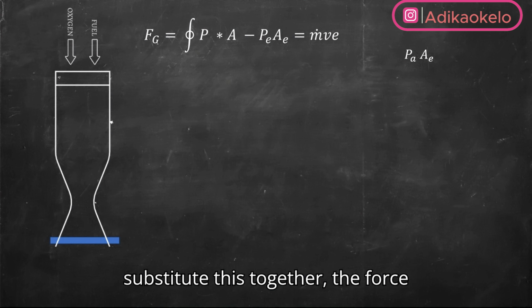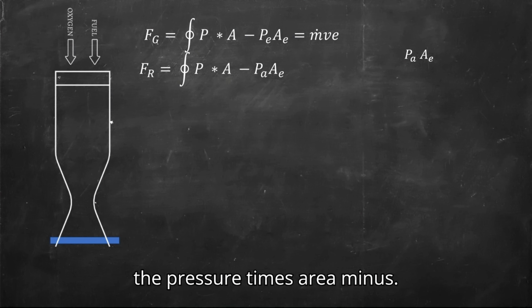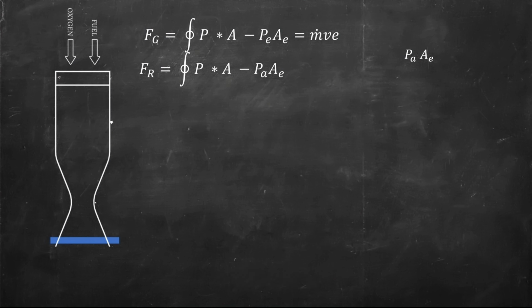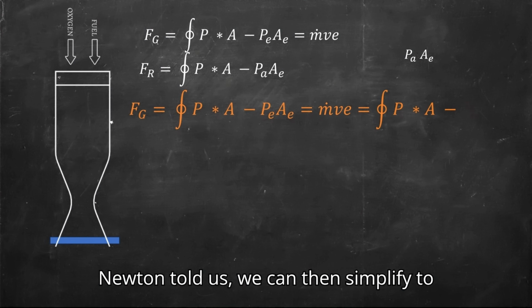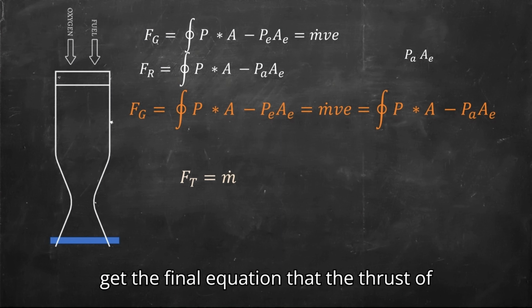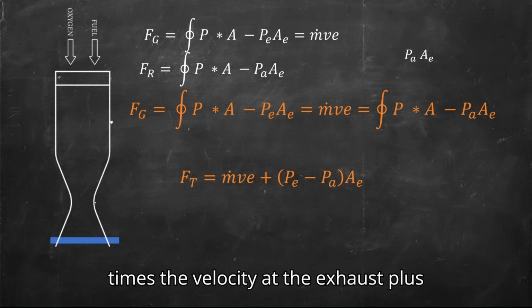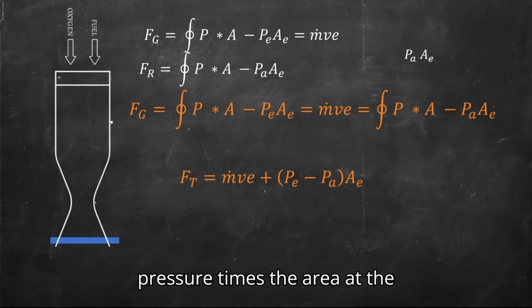We can then substitute this to get that the force acting on a rocket will be given by just the pressure times area minus the atmospheric pressure times the area of the exit. So equating these three equations, just as Newton told us, we can then simplify to get the final equation that the thrust of a rocket will be given by mass flow rate times the velocity at the exhaust plus the pressure at the exit minus atmospheric pressure times the area at the exit.